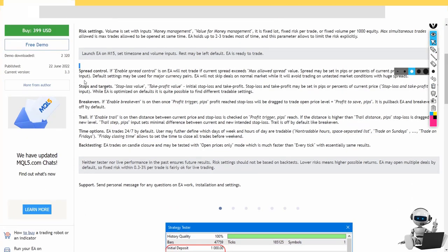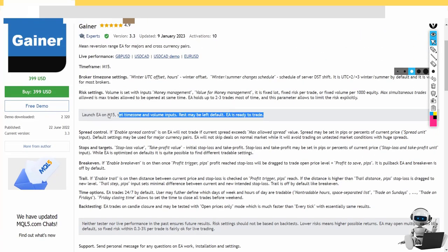However, he does use the settings. You can enable trail, break even if you want. You can change the stop loss value. However, he is using the default set file.